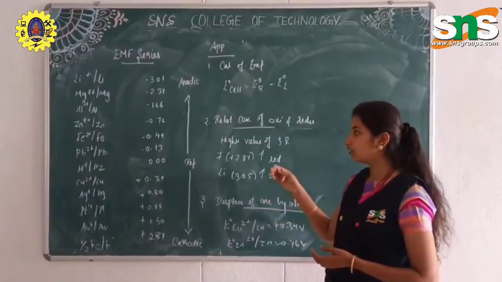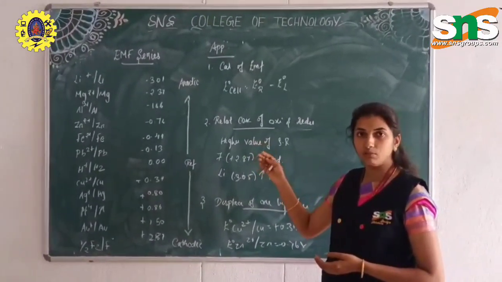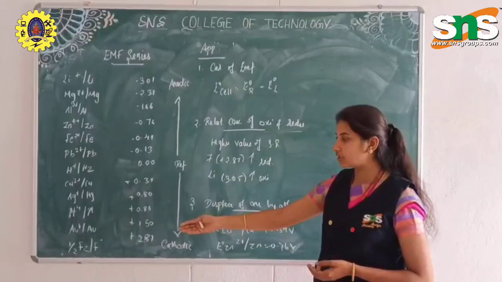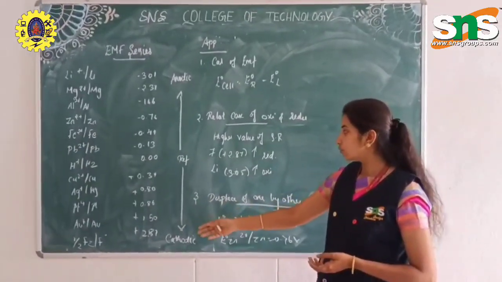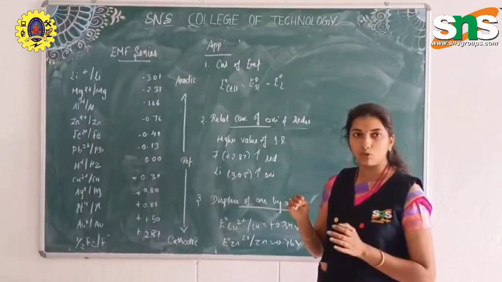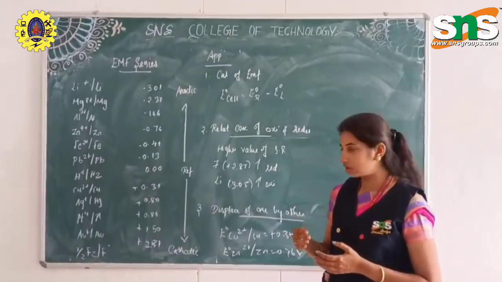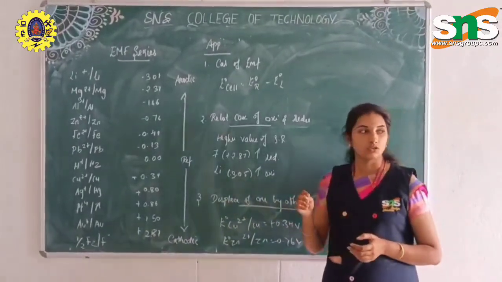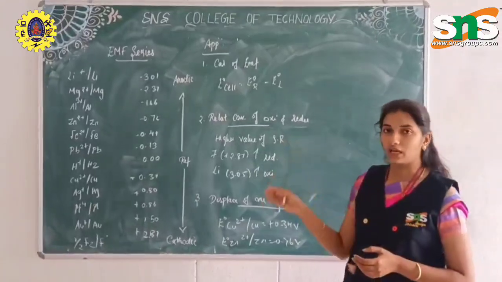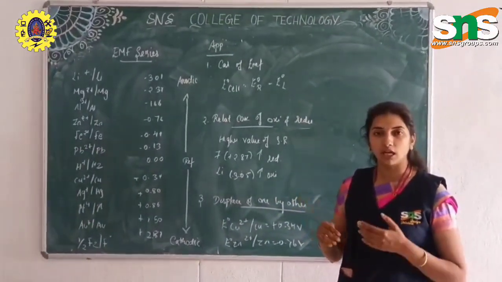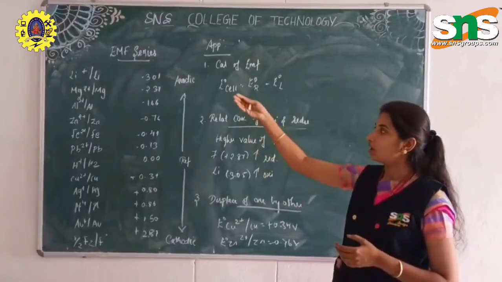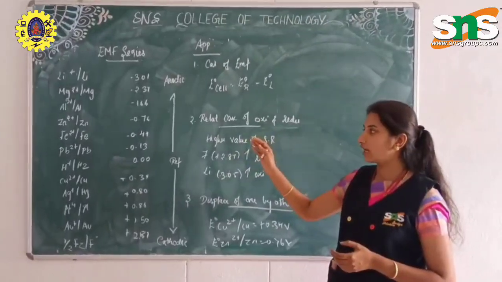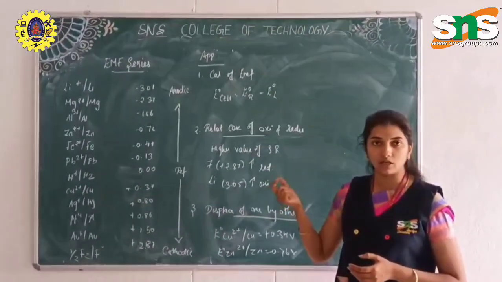So from this table we can use the values of oxidation and reduction: anodic using lithium, and cathodic using half F2 plus e minus, which gives 2.87. Both processes have high oxidation and high reduction potential. The third application is displacement of one element by another. Using the anodic and cathodic elements with the hydrogen electrode as reference, we can choose which element will be displaced, whether lithium or copper, or whether magnesium or silver will be displaced.